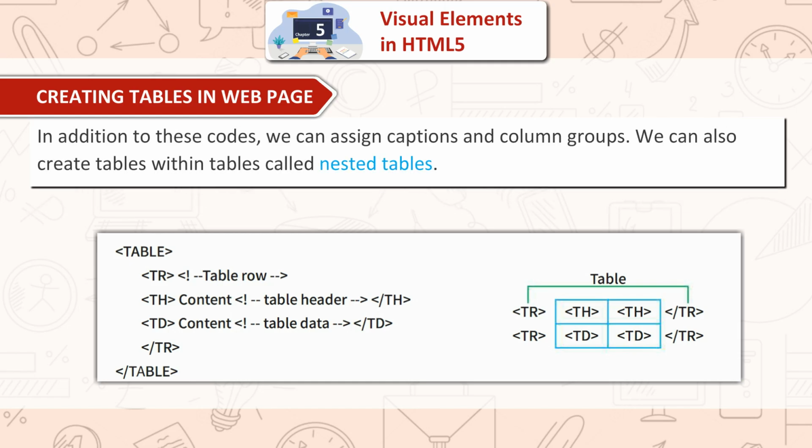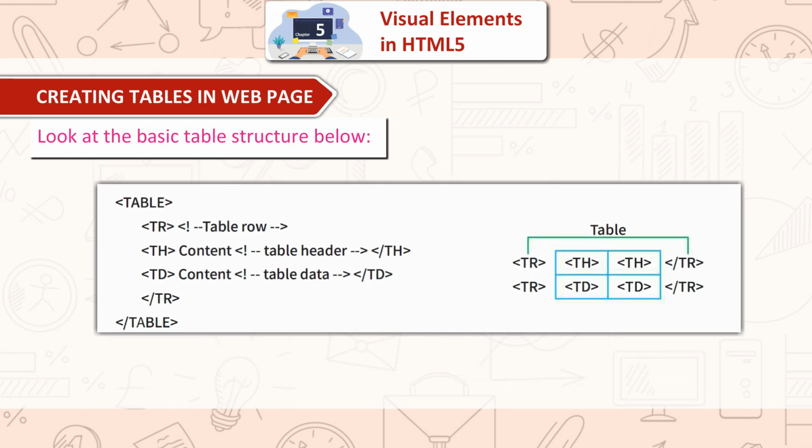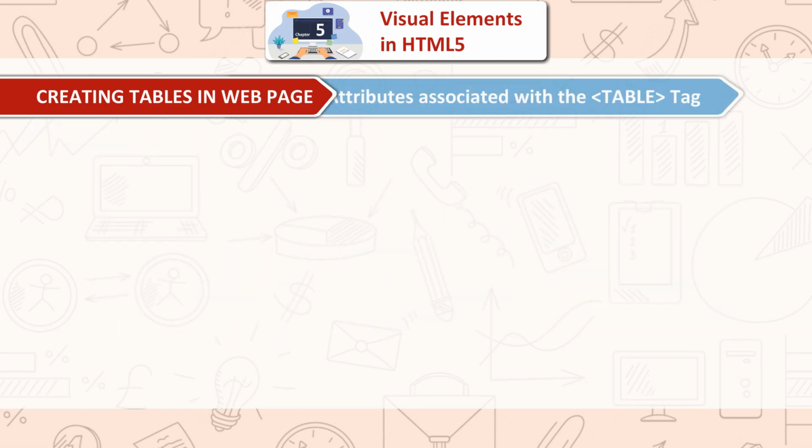In addition to these codes, we can assign captions and column groups. We can also create tables within tables, called nested tables. Look at the basic table structure below. <table>, <tr> table row, <th> content </th> table header, <td> content </td> table data, </tr>, </table>.